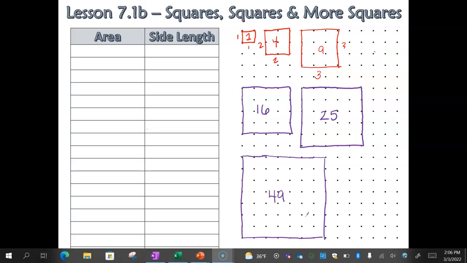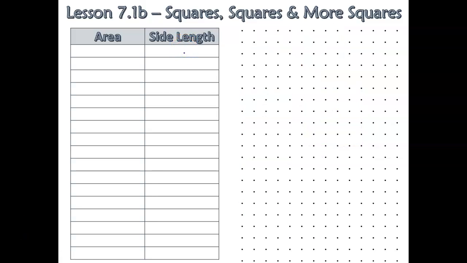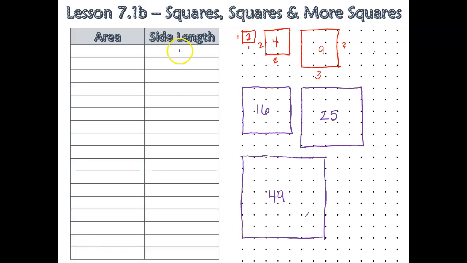So let's go over these. If you have a side length of 1, the area is 1 times 1, 1 squared, or 1. If you have a side length of 2, which is this one right here, 2 times 2 is 4, so you have an area of 4. If you have a side length of 3 units, your area is 9. If you have a side length of 4, your area is 16, like this one right here.